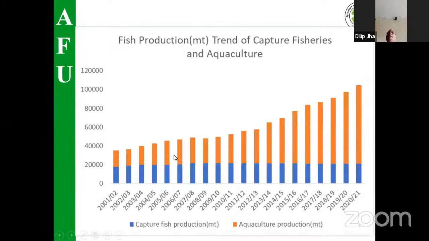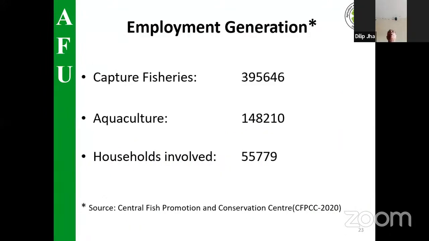This graph indicates the data from 2001 to 2021. Just think about culture and capture fisheries. Culture is growing. The trend of capture fisheries and aquaculture: aquaculture is just growing and growing, production in metric tons. And see here, earlier capture sometimes went up and down, but it's completely stable now. Capture fisheries are completely stable. Employment generation: some are working on data, but it's data from 2020.